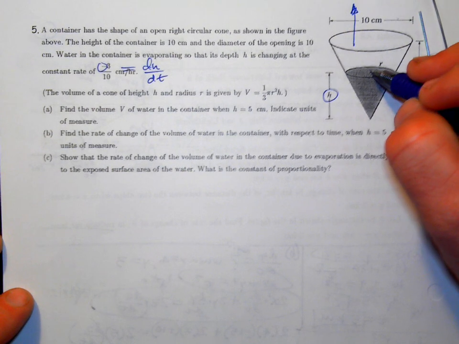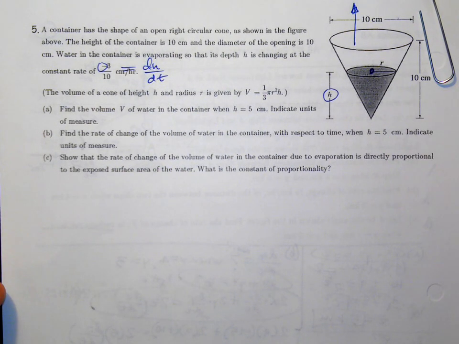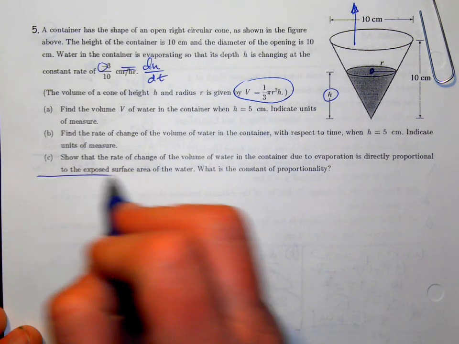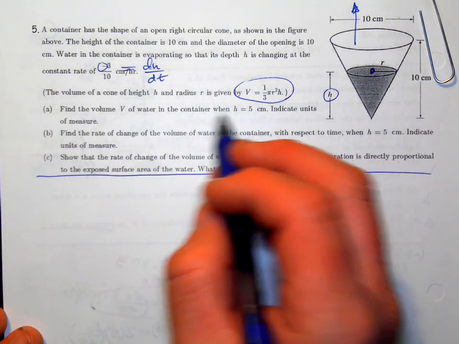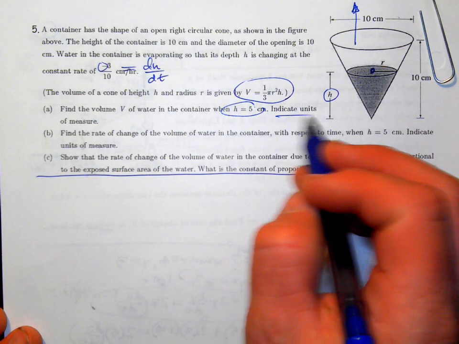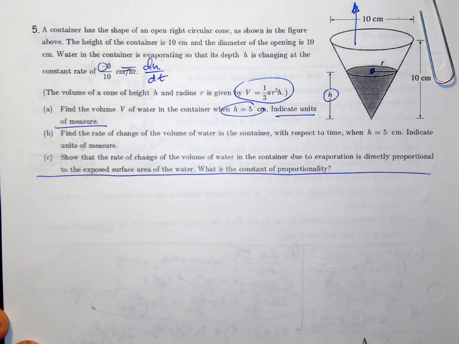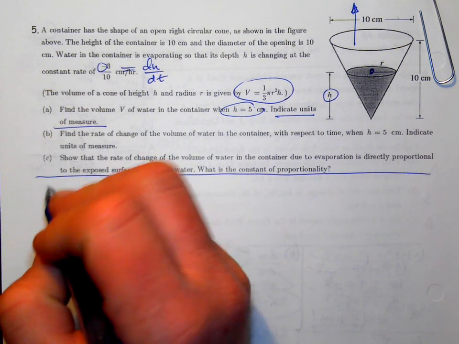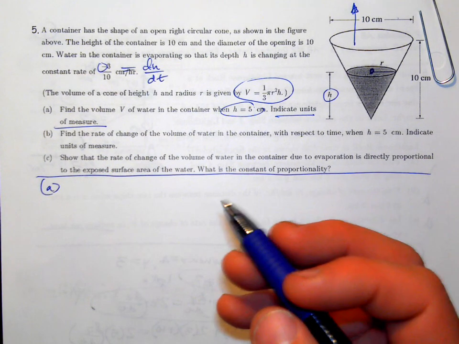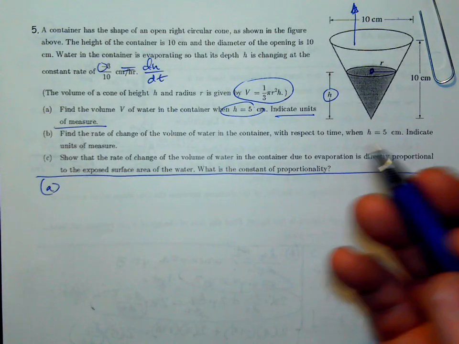So we have a bunch of information here. The volume of the cone, height h, so they're giving you the formula for the volume of a cone, which is nice, so you don't have to remember that. And part A says find the volume of water in the container when h equals 5, indicate units of measure, which some of you guys are losing points for on your last practice test. So remember to put them, but also make sure you know what the unit should be. It's volume. It should be some cubic units.